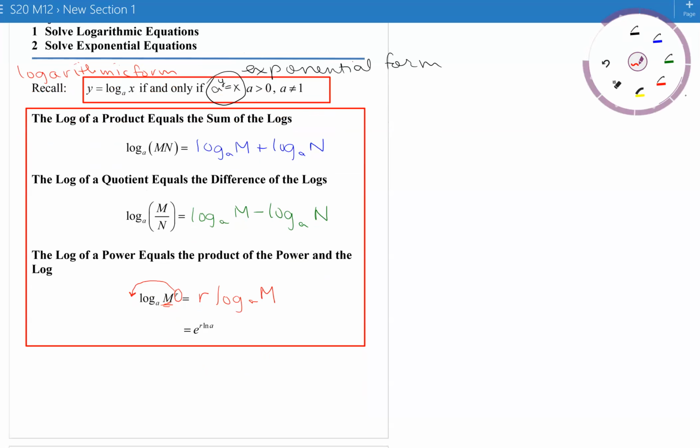And then we also have this property that a to the r can be rewritten as e to the ln of a to the r, because e to the power of and ln of undo each other. They're inverse functions. And then this r can come out in the front to give us e to the r ln a. And this is a really handy tool for using in calculus.